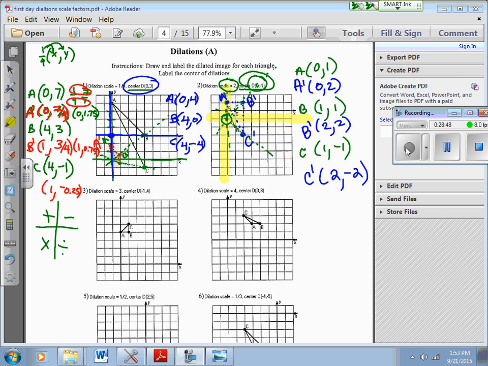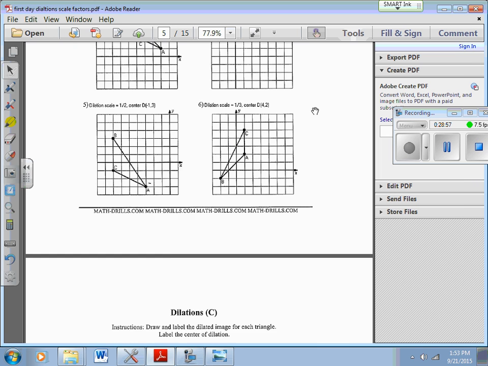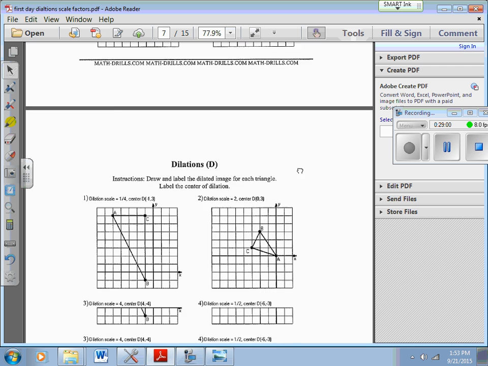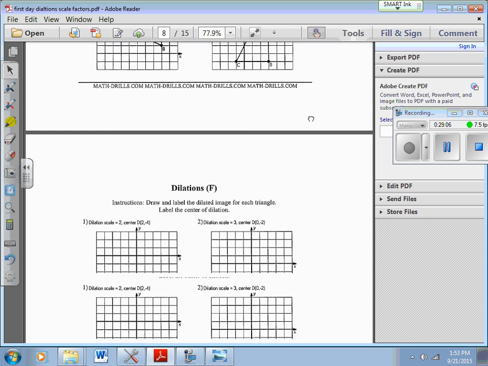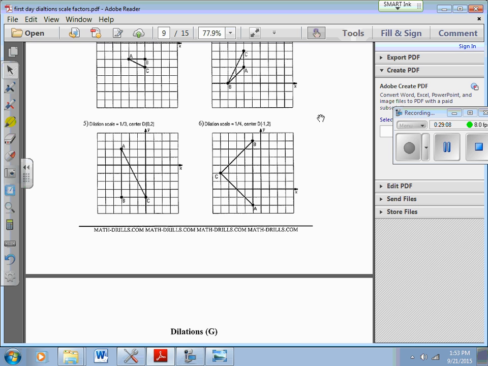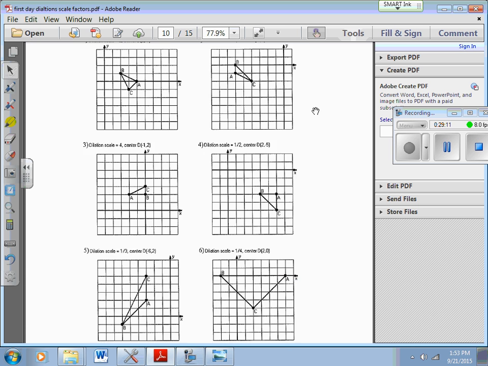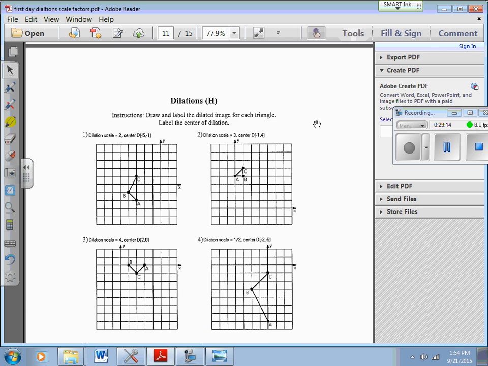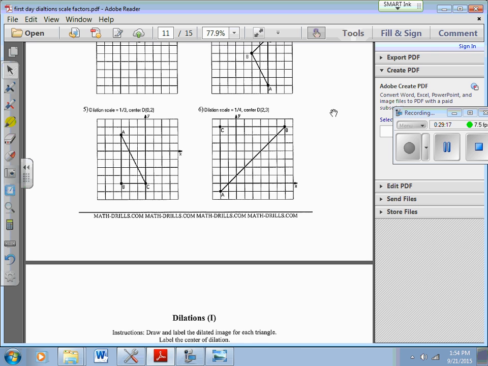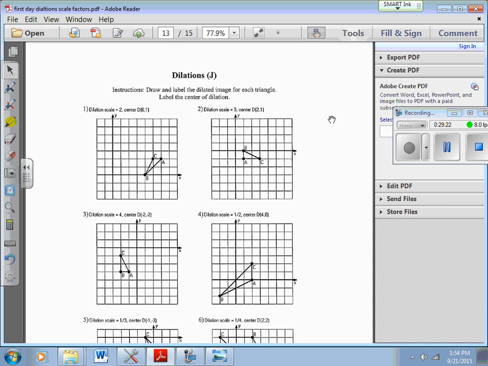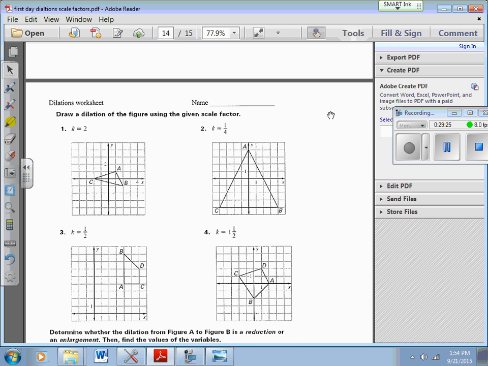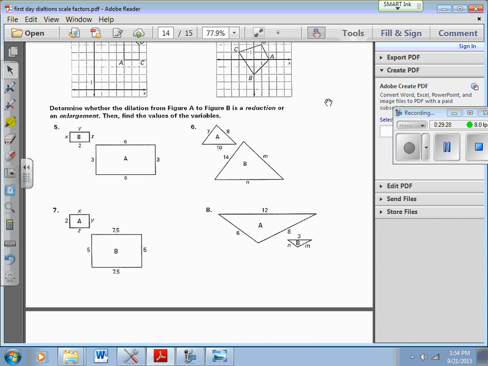There is one part that I wanted to tell you about, and just let me go to it real quick here. You guys are going to do all these today right now, so you're going to practice all those scale factors. Okay? When you get to the following page, and it'll say, okay, here we go. Go to this page right here.